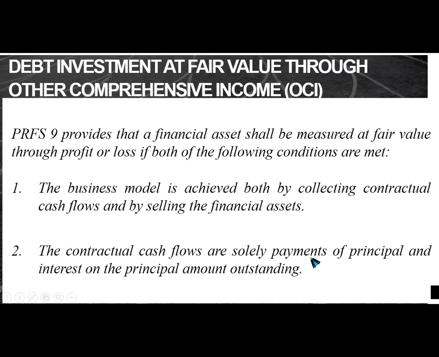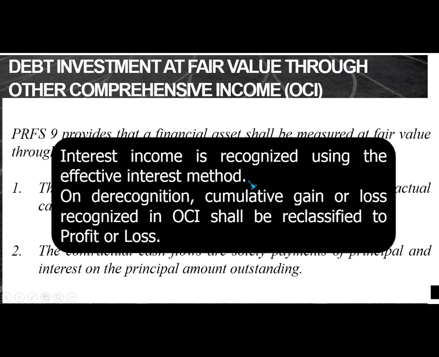Plus, the contractual cash flows are solely payments of principal and interest on the principal amount outstanding. So this one is just the same as amortized cost. The difference is that here, there is also an intention of selling the financial assets aside from collecting contractual cash flows. Interest income is recognized using the effective interest method. And again, we will discuss this further when we get to debt instruments, or debt securities.